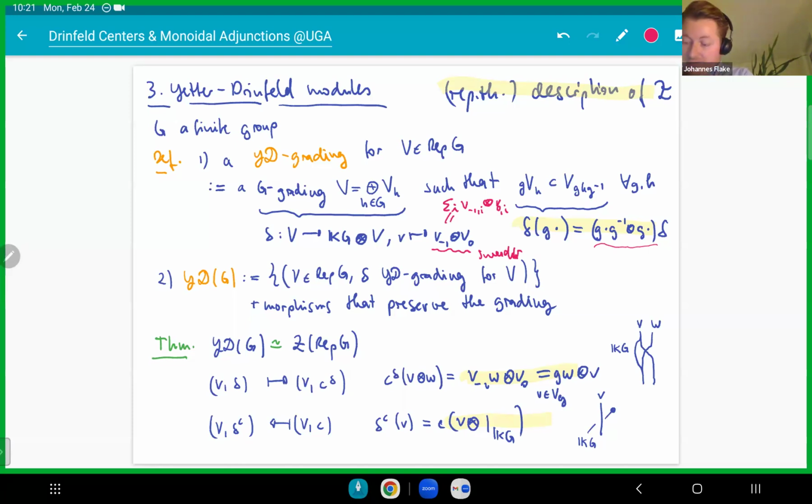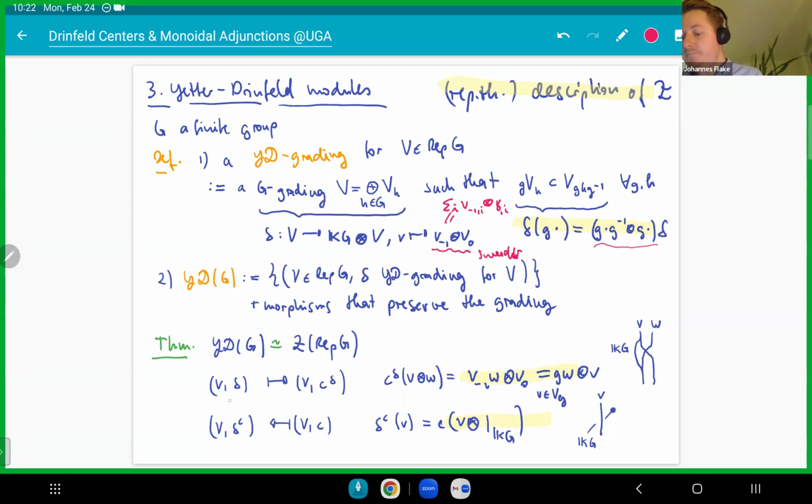So this might look like a very artificial definition now, but it turns out that it's actually useful. This gives a description of the center. I have an equivalence of the categories of the center of Rep G and this newly defined category of Yetter-Drinfeld modules. And it's even possible to say more or less briefly how this equivalence comes about.